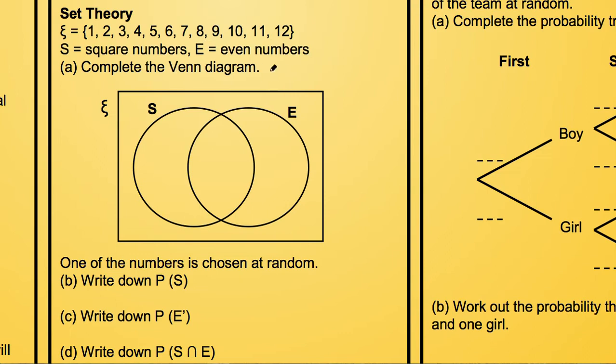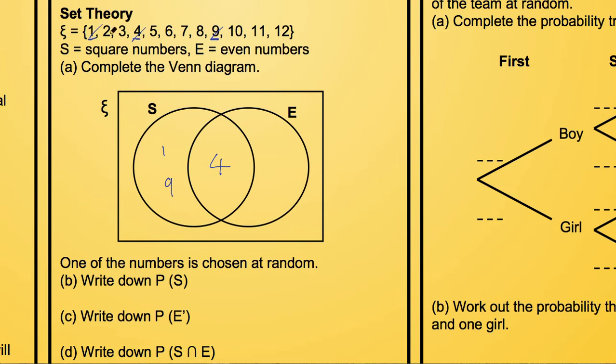So completing the Venn diagram, I would think first of all about what needs to go in the middle, any square numbers that are even. So square numbers, I've got 1, I've got 4, I've got 9, and that's it for square numbers. The only even square number is 4, so that goes in the middle. The other square numbers, 1 and 9, and now I've got rid of all of my square numbers. Good idea to cross them off as you go so that you don't accidentally enter them twice.